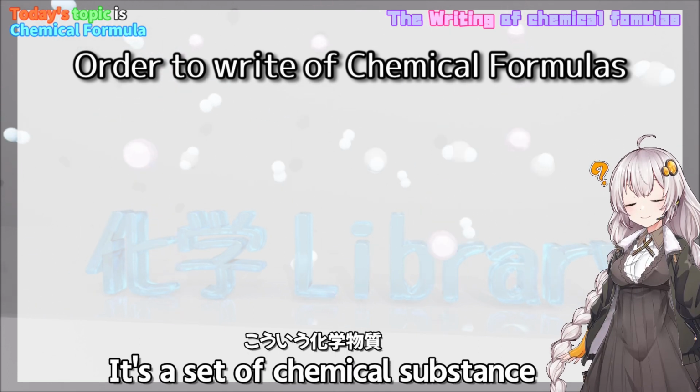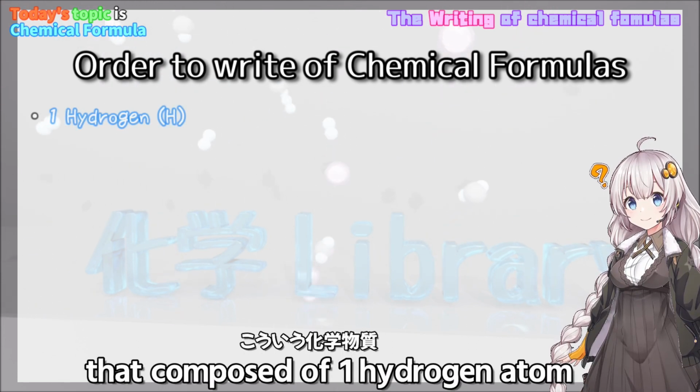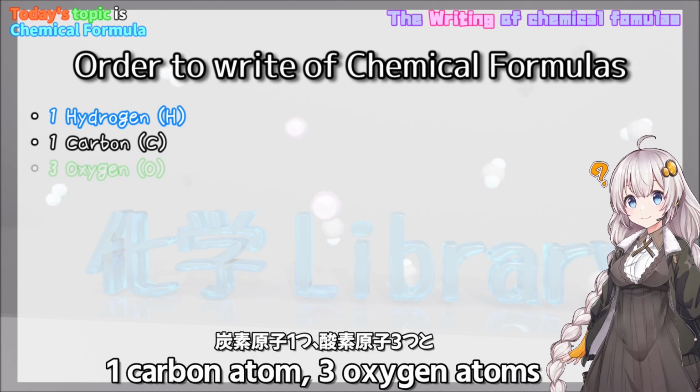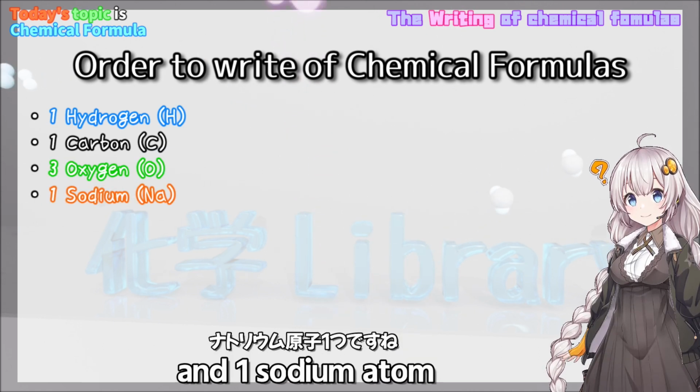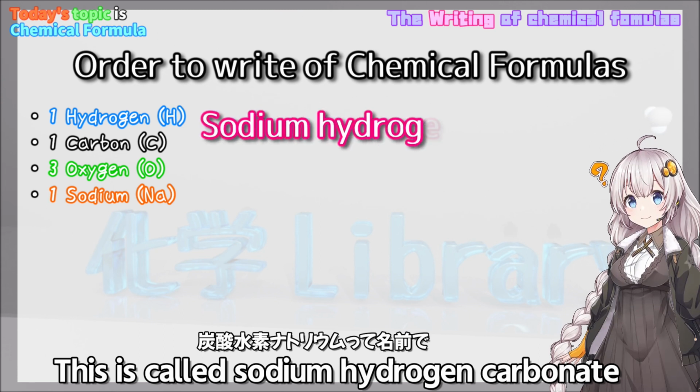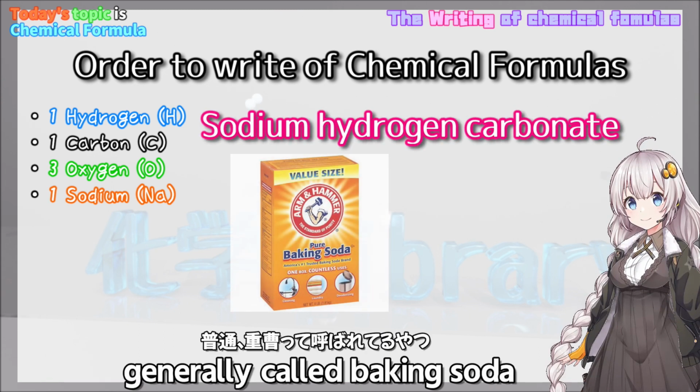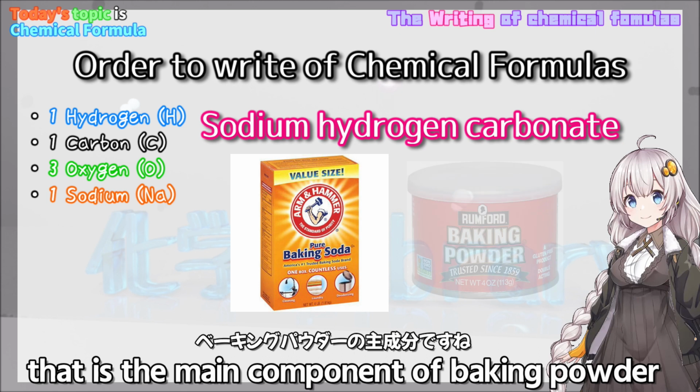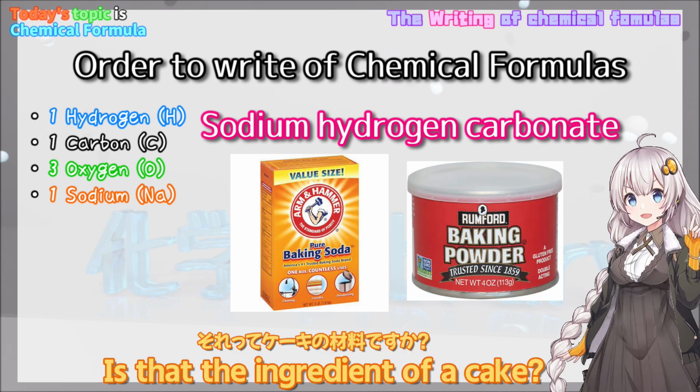It's a set of chemical substance that is composed of 1 hydrogen atom, 1 carbon atom, 3 oxygen atoms, and 1 sodium atom. This is called sodium hydrogen carbonate, generally called baking soda. That is the main component of baking powder. Is that the ingredient of a cake?